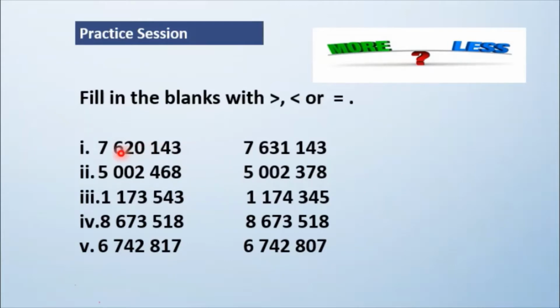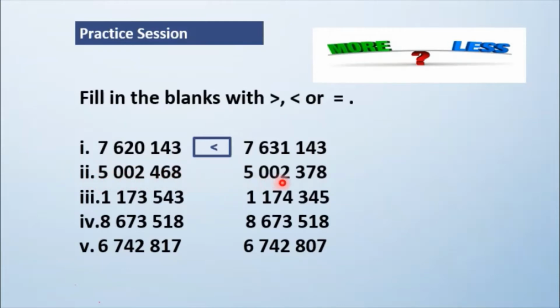So we will start from number 1. Here we are given two numbers. You can see the first digit of both the numbers is the same, that is 7. And the second digit is also the same in both the numbers. But the third digit is different because 2 is less than 3. So we can say this number is less than this number. So that is 7,620,143 is less than 7,631,143.